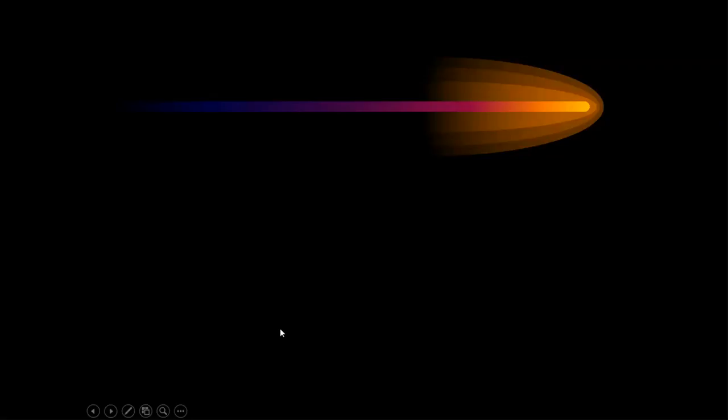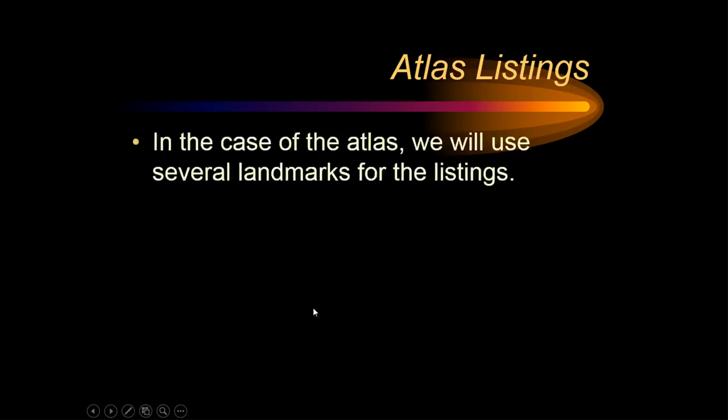Hello. Today we're going to talk for just a minute about the atlas listings. We're trying to go through this kind of quickly. In the case of the atlas, previously we had a single landmark, like with the spine. We talked about the spinous process being the landmark. With the occiput, we said that the bottom of the condyles is a landmark. In this case, we're using several landmarks.